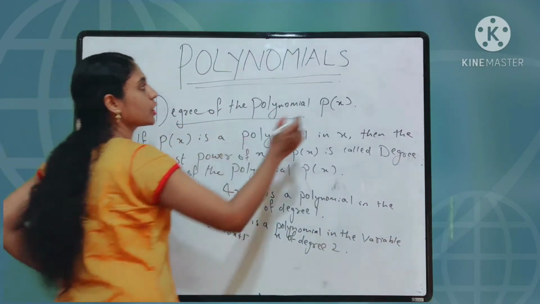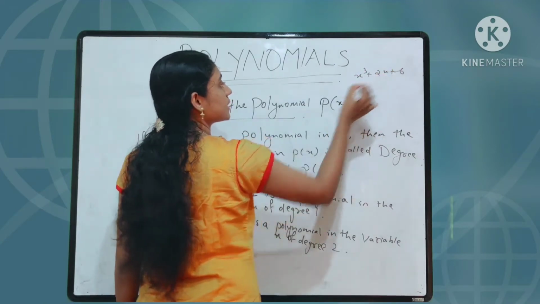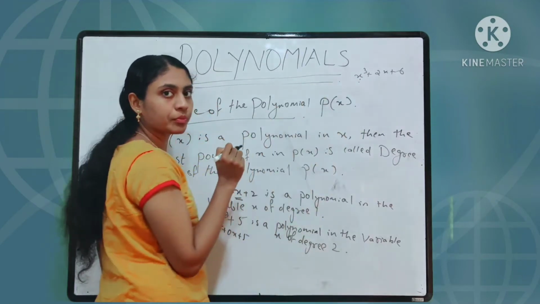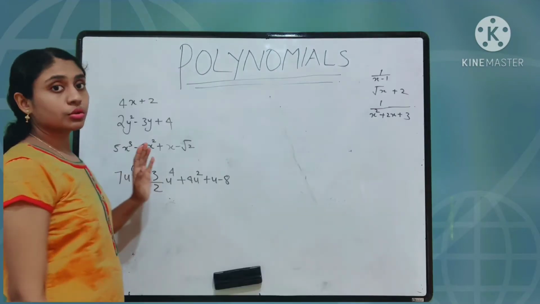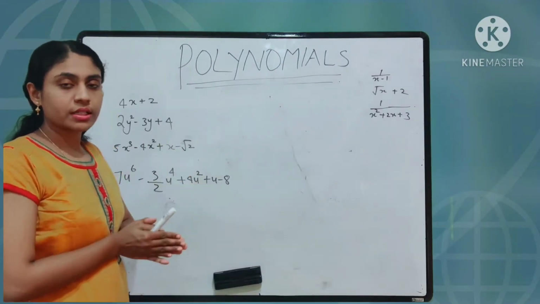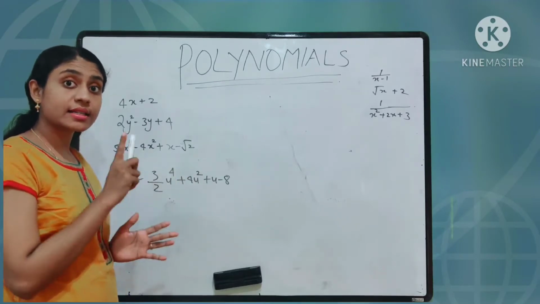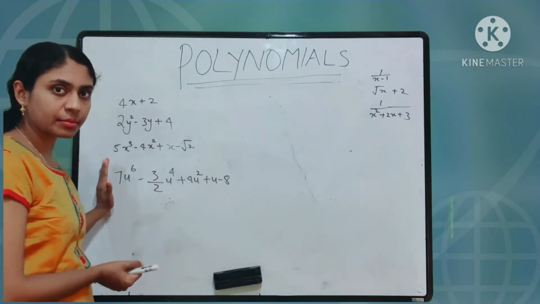And what about x cube plus 2x plus 6? This is an example of a polynomial in the variable x of degree 3, right? So degree of a polynomial you understood, right? That is, if P of x is a polynomial in the variable x, then the highest power of x in P of x is called the degree of the polynomial. And these are the examples.